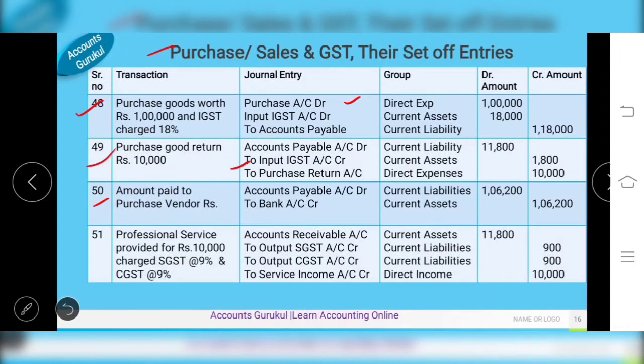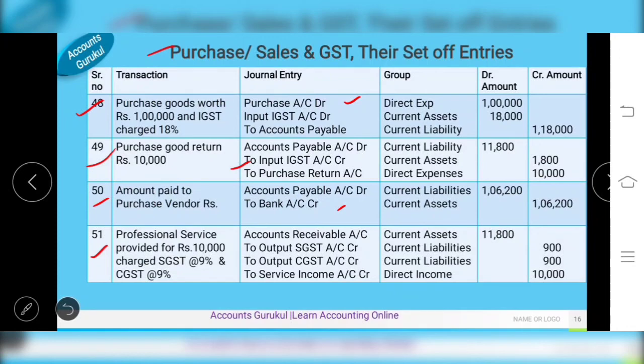Then the next, amount paid to purchase vendor. So we have done the payment for the purchase made from the vendor. Then what entry we have to pass? So accounts payable account debit, and to bank account credit. So the vendor who supplied goods to us on credit, and now we are doing the payment for him, so that supplier account debit to bank account credit for the same amount, that's 1,06,200.